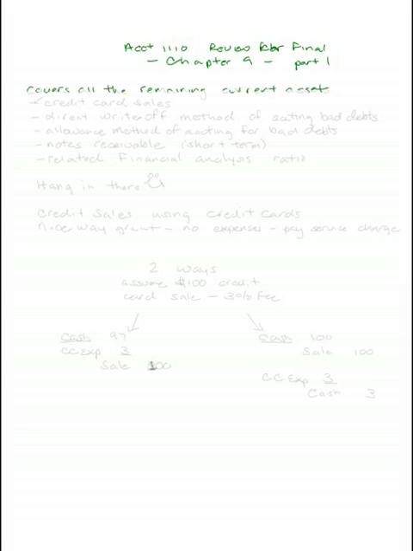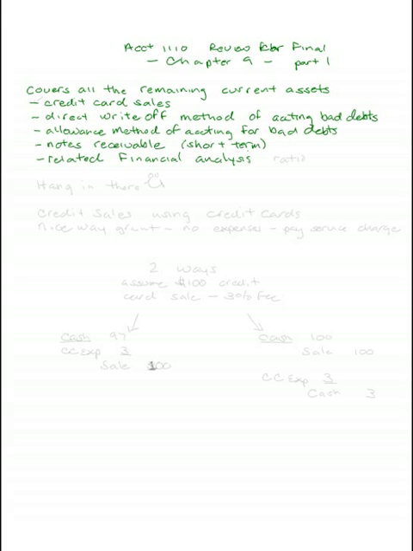In fact, it covers all the remaining current assets on the balance sheet that haven't been talked about yet, and tucks in a few other topics as well. It covers credit card sales, direct write-off method of accounting for bad debts, allowance method of accounting for bad debts, notes receivable of a short-term nature, and any related financial statement analysis ratios that relate to these topics.